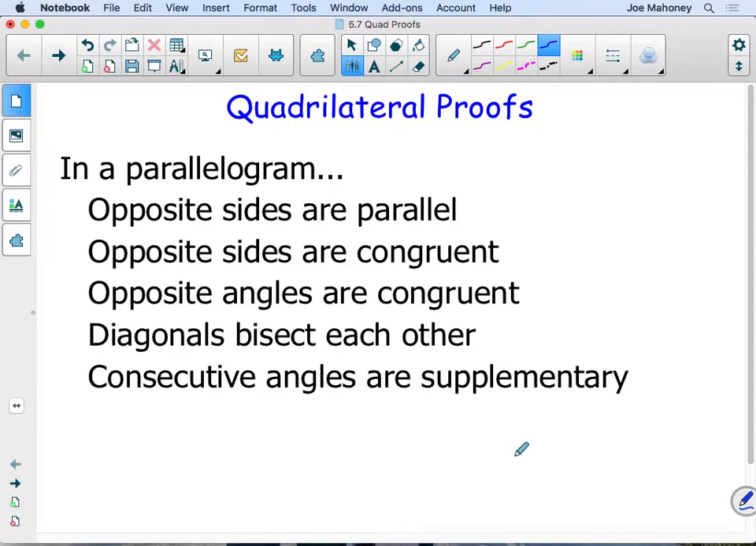Alrighty, so I start by telling kids, hey, these are the things that are true about parallelograms. We know that these 5 statements are true, and if we're given a parallelogram in a proof, we can use all 5 of these things. If we're asked to prove a quadrilateral is a parallelogram, we only need to show that one of these 5 is true. It doesn't matter which one, but just show one of those 5 is true.